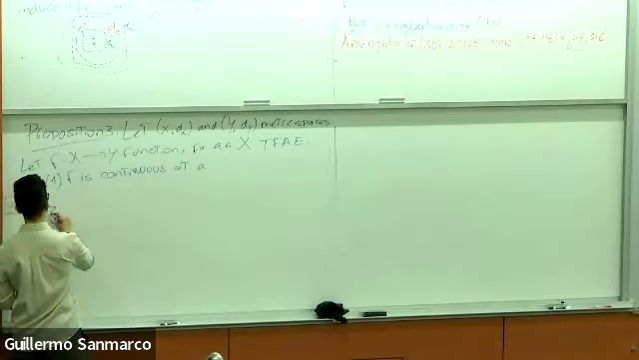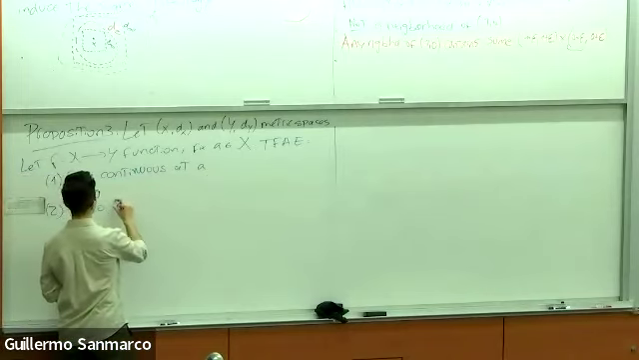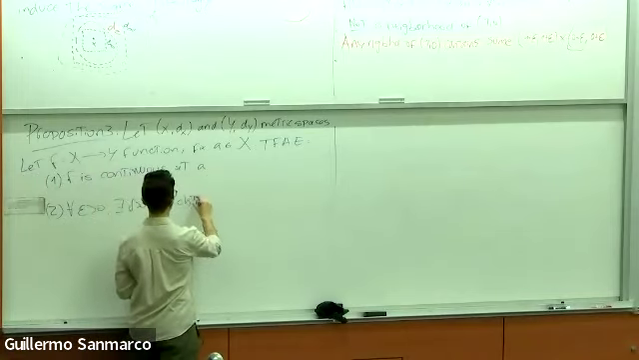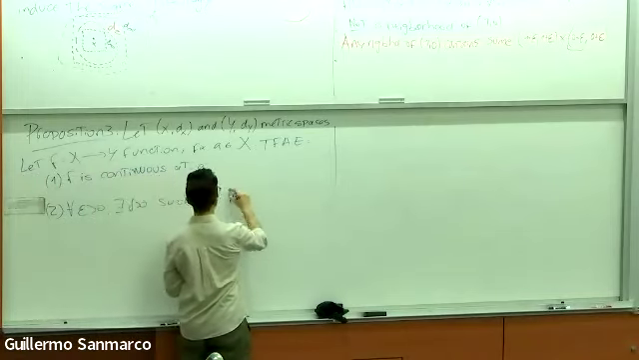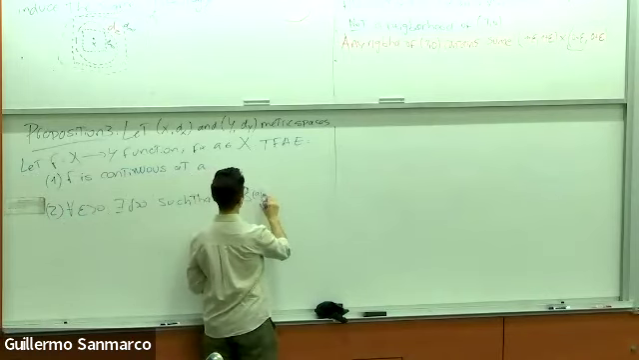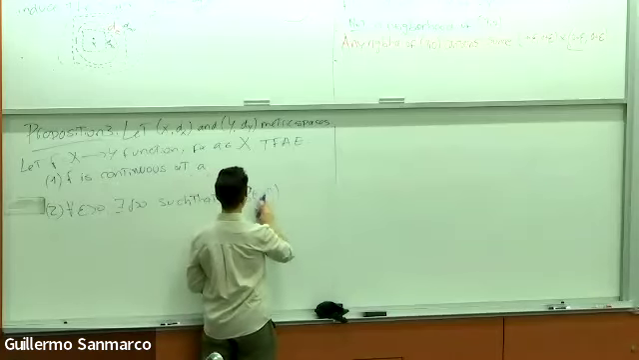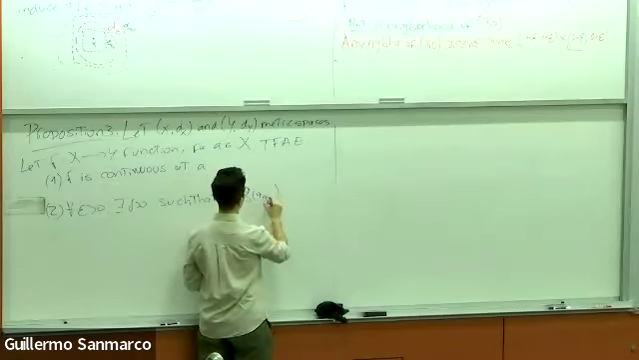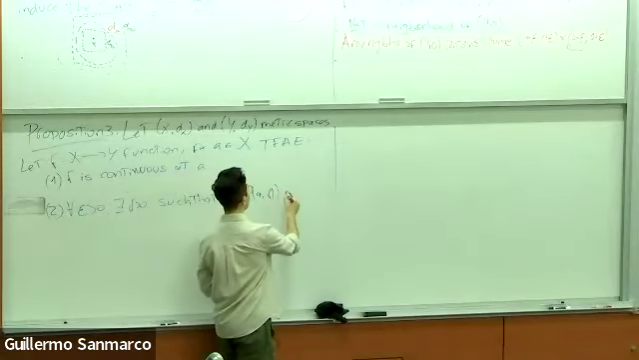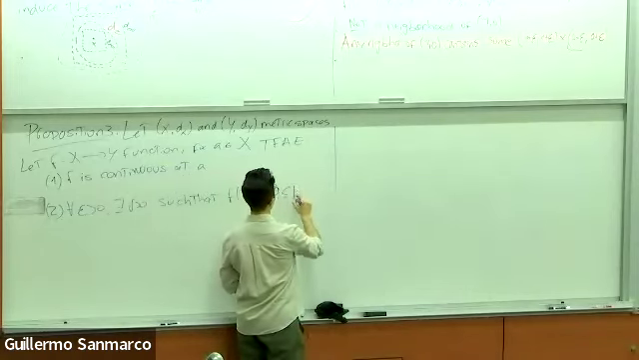And two, for every epsilon, there exists some delta such that if you are close to A, that should be delta. If you're close to A, then f will map you to something close to f of A.